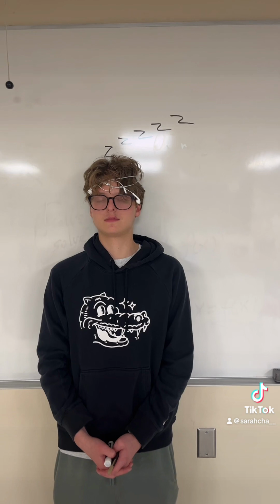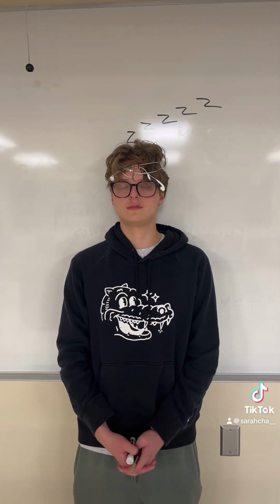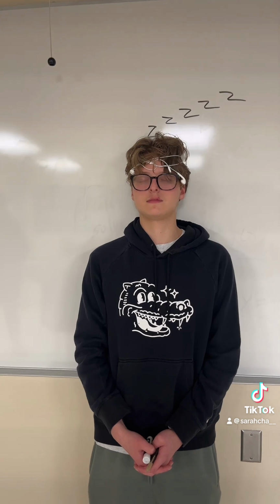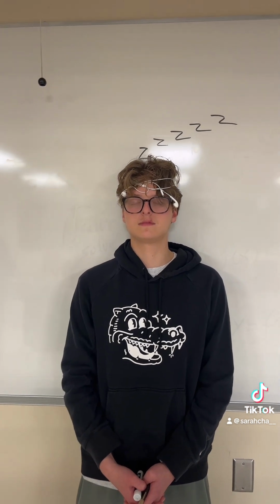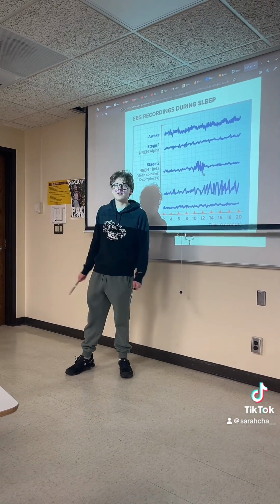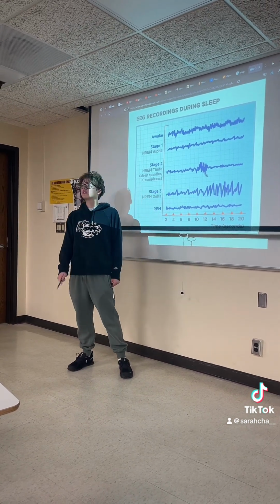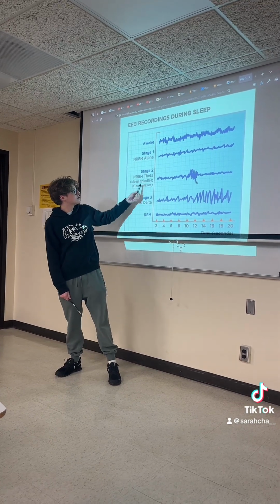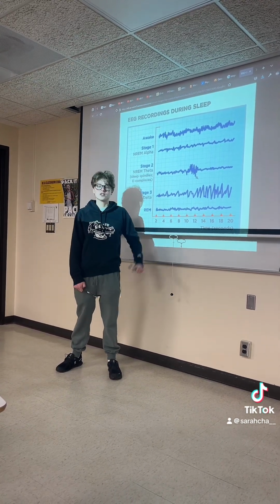In order to record the stages of sleep, we have to use a polysomnograph, which is a combination of EEG and eye movement records. Okay, class. So this is an EEG recording during sleep, and it's broken up into four different stages of sleep, including stage 1, stage 2, stage 3, and the REM stage.